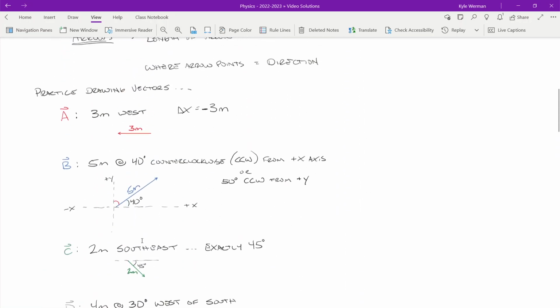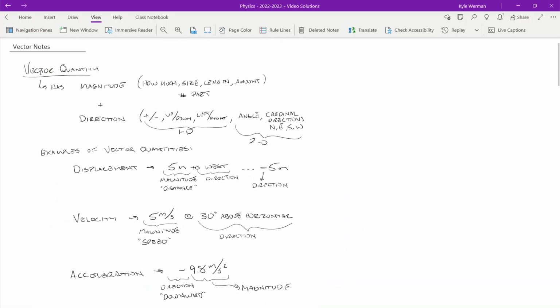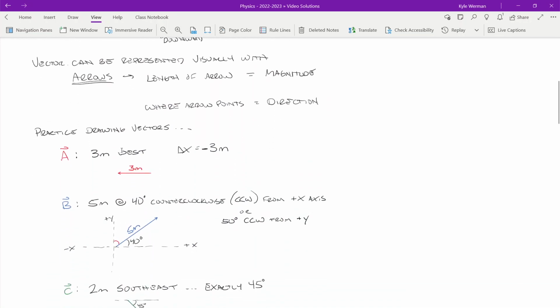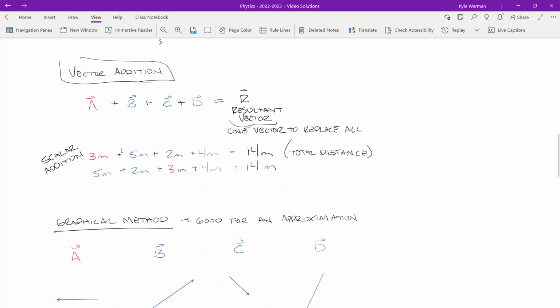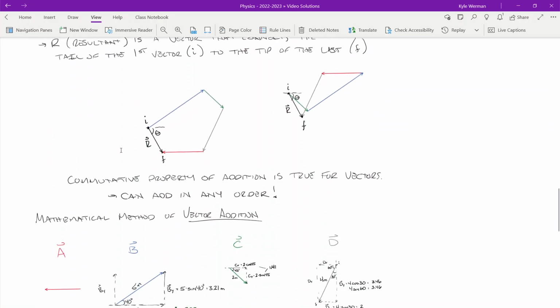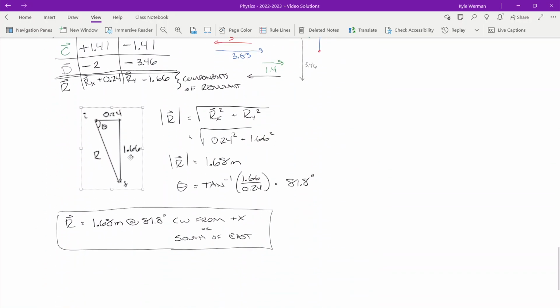So this is how we do vector addition. We're going to see this with displacement vectors. We'll do our vector treasure hunt. We're going to see it again when we get into forces and we start adding forces together, because forces have a direction and an amount. Forces are a vector quantity as well.